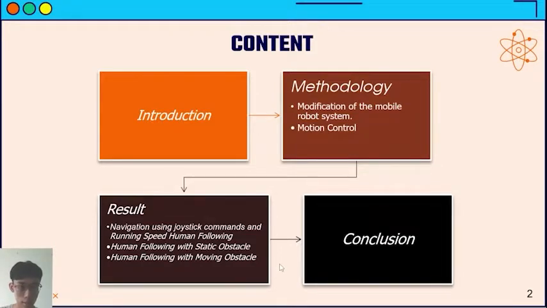In the content, I have 4 parts. First is the introduction. The second is the methodology. There are modification of the mobile robot system, motion control. The third part is the result. They are navigation using joystick commands and running speed, human following with static obstacle, human following with moving obstacle, and finally the conclusion.